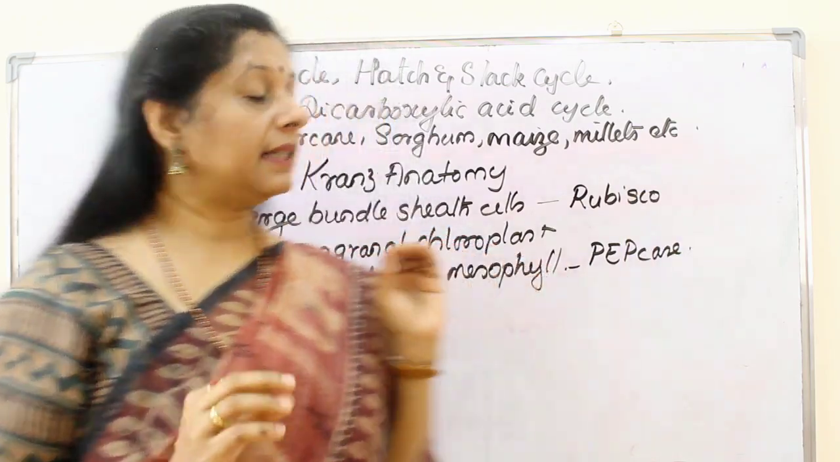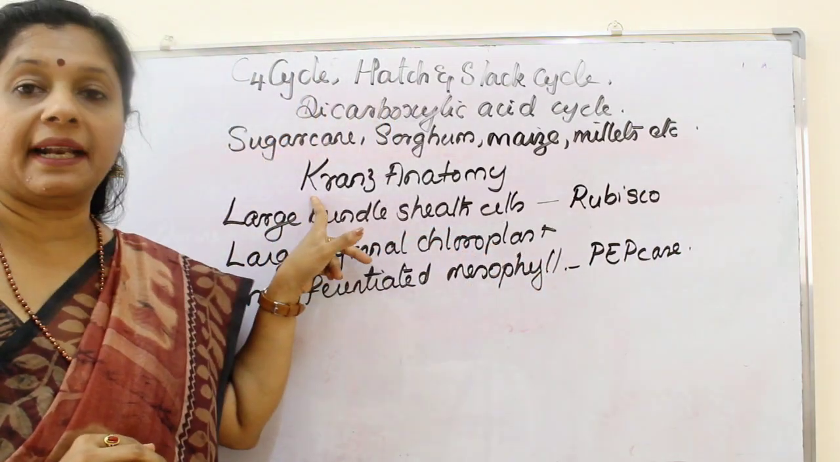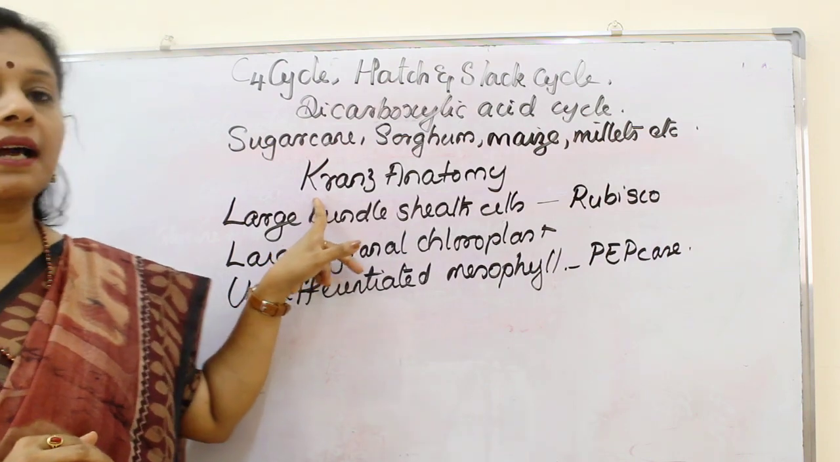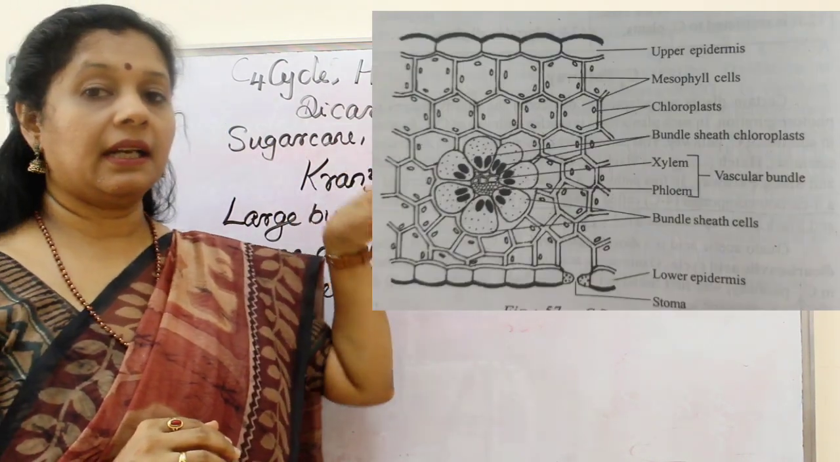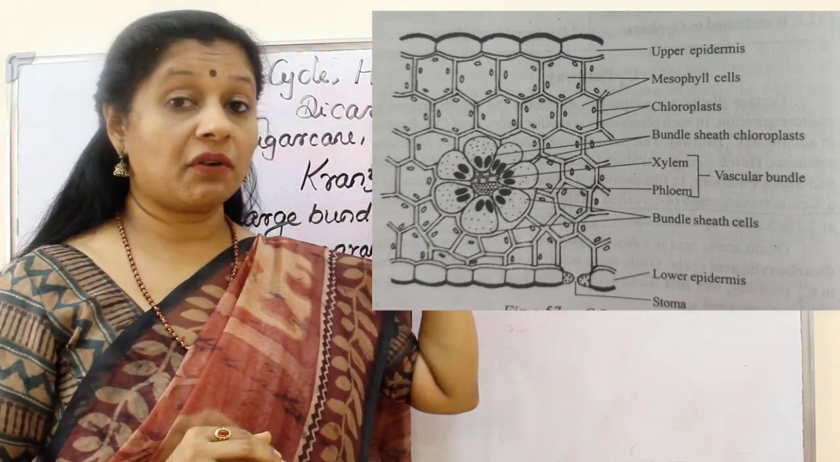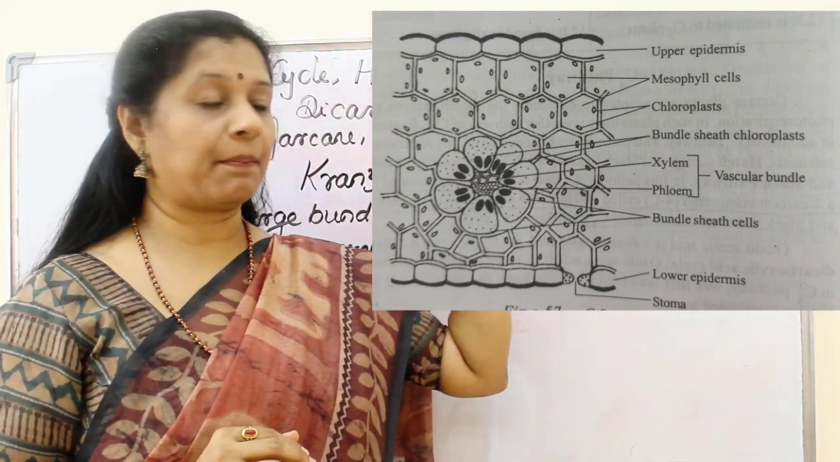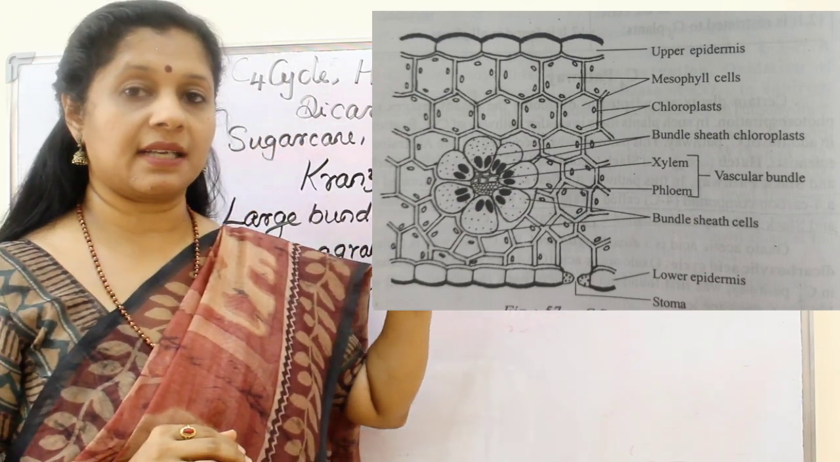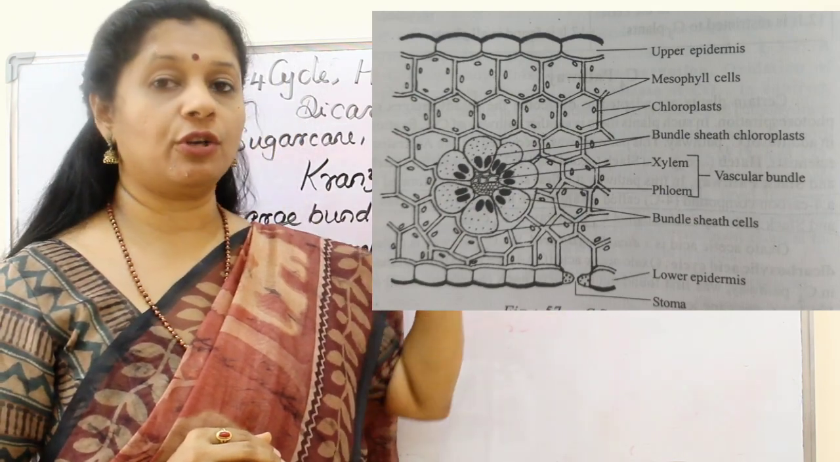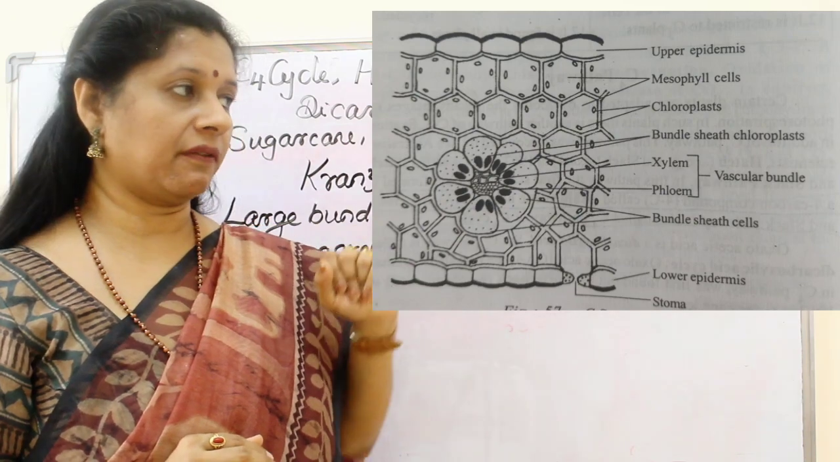For this, these plants have a special kind of leaf anatomy called Kranz anatomy. You can see in this picture. Usually we know that in a leaf, the mesophyll cells are divided into upper palisade and lower spongy, but here you can see all mesophyll cells are alike. There is no differentiation into palisade and spongy, first of all.